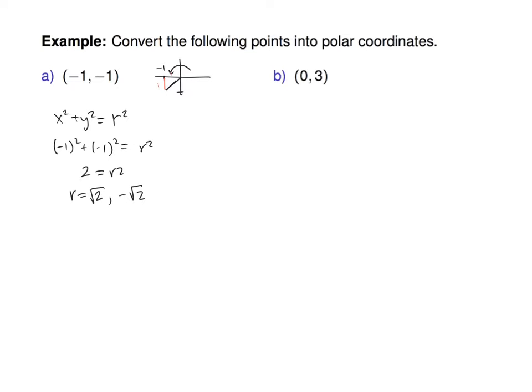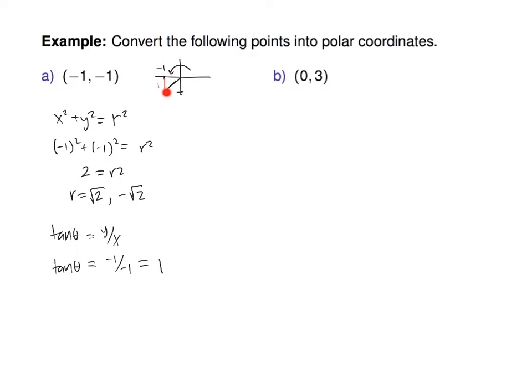Okay. And then the other formula was that tangent of theta is equal to y over x, right? So tan of theta equals negative 1 over negative 1, which is 1. Now that happens at many different angles of theta, right? And some of those angles lie up here, and some of them lie down there. You've got to figure out which one to use.